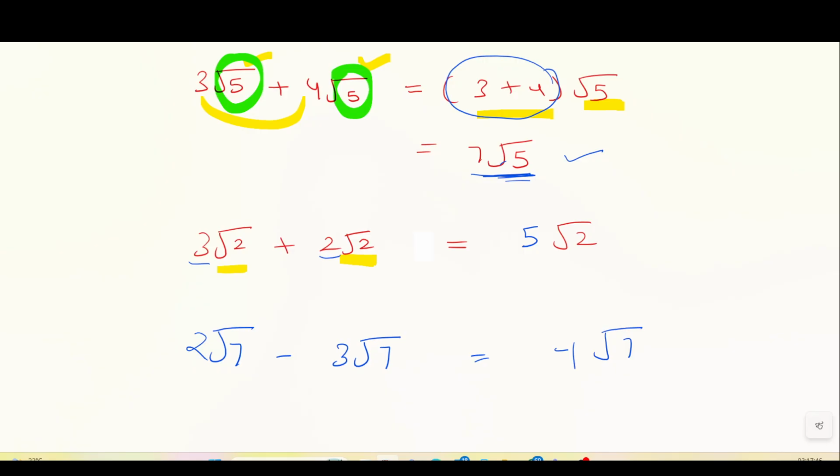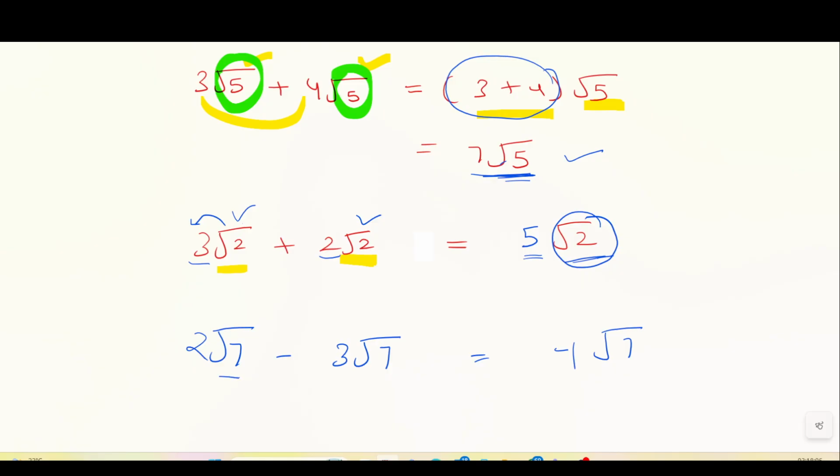Then here we have square root 2 and square root 2. Okay? So we write it once and we just add what is outside these square root numbers. 3 plus 2 is 5.